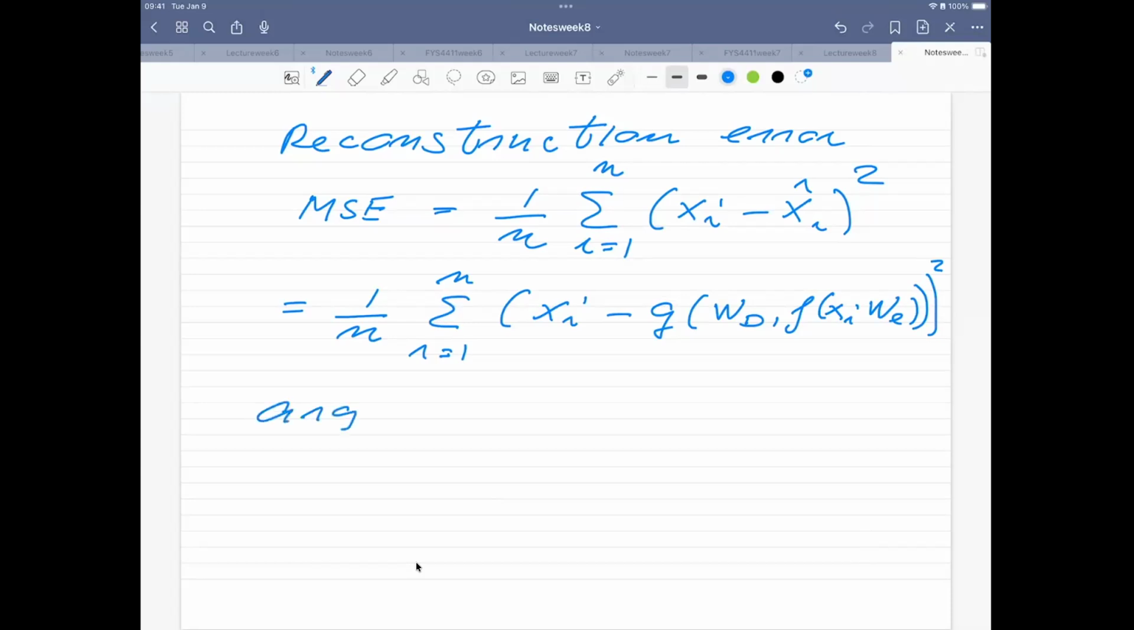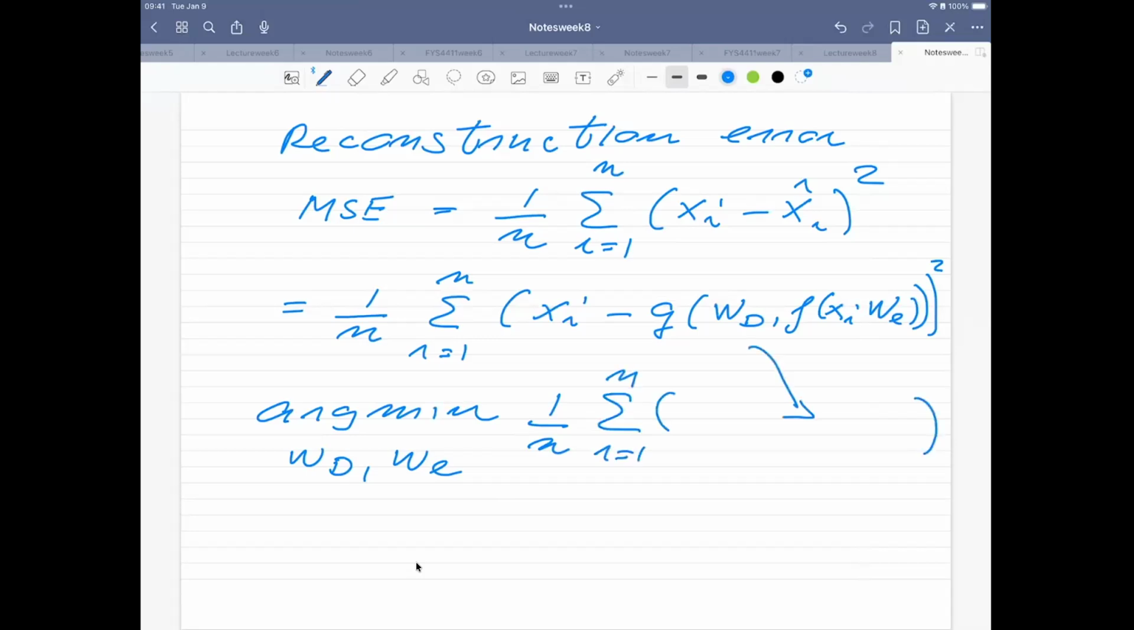So we would then have the minimization problem for WD and WE of this quantity which we have put in here. And now I'm just going to write it like i equal 1 up to n, and I'm just going to put arrows down here out of plain laziness. Okay. Now a small digression here.